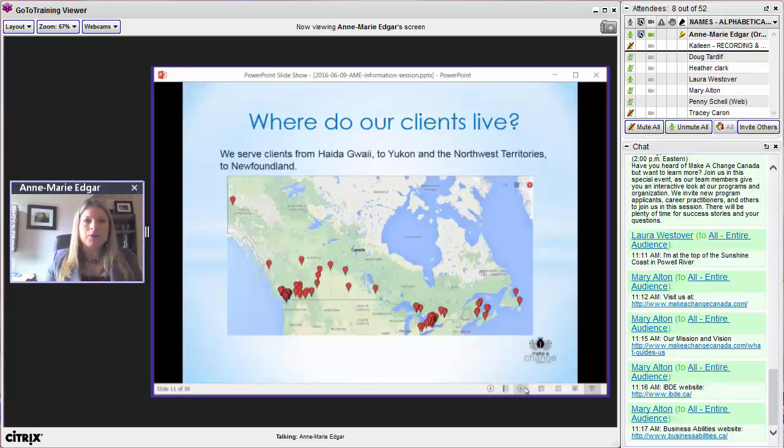Moving into looking in more detail at who we're serving, where do our clients live? This is a visual representation of the Business Abilities program and the distribution of clients across the country. Literally, at any particular time, we could be serving clients in Haida Gwaii, which is the Queen Charlotte Islands in the west, up into the Yukon, Northwest Territories, and all the way to Newfoundland. There's really an equal representation, based on population, of the country itself for the Business Abilities Program.